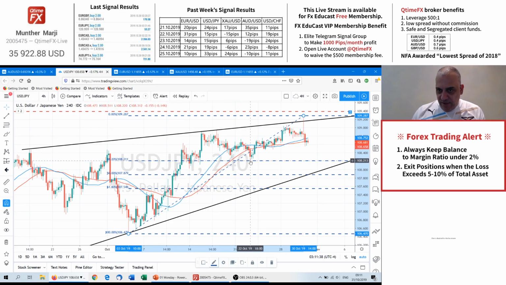As you can see, the 38.2 is very close to this daily low, the daily low of October 22nd from last week. The Fibonacci level is 108.21. The daily low is 108.22. So obviously we have something in the 108.20s. And this is the support that we need to care about.